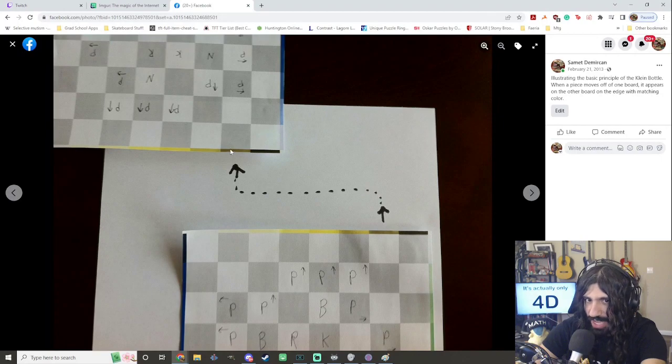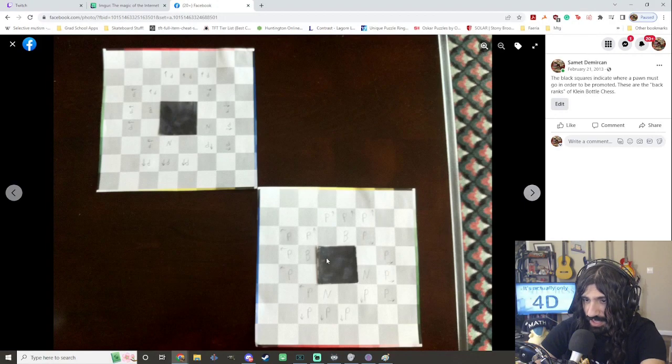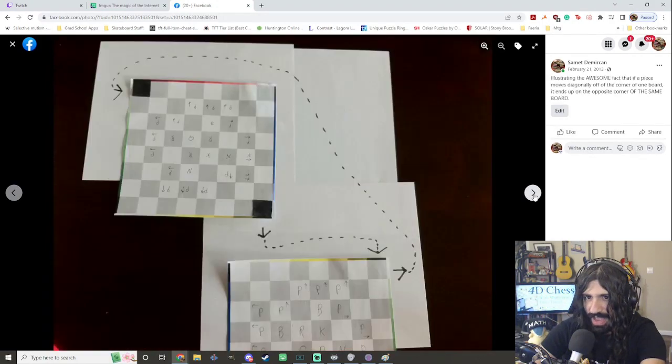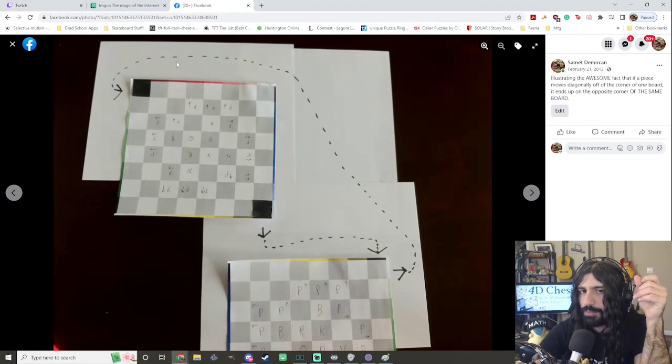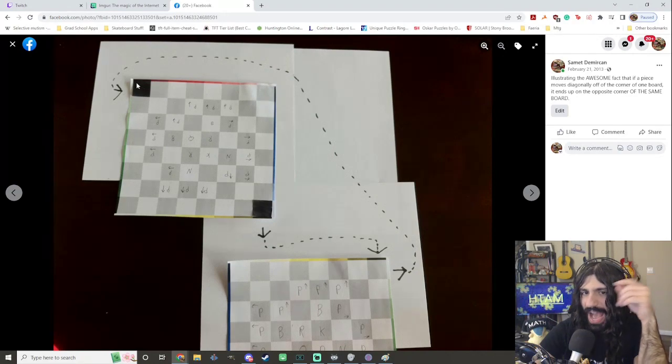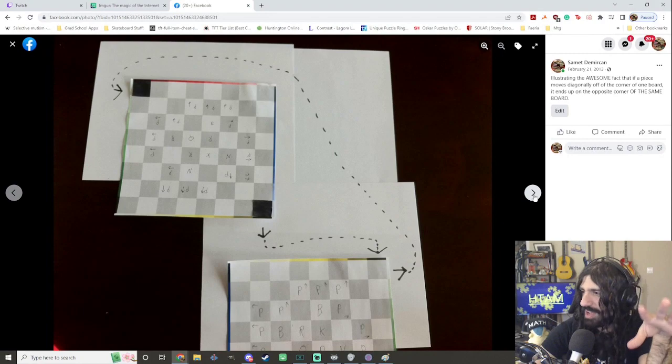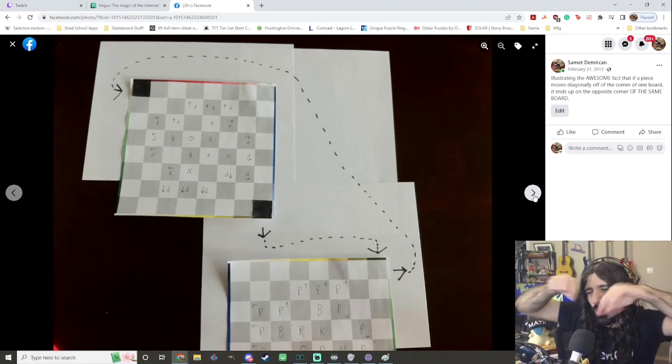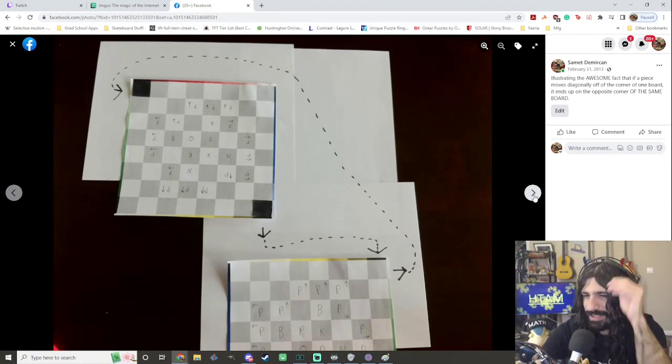You line up color coordinated so that if a pawn moves from here up off this board 1 square, it ends up here. And all of these are the promotion squares. So this shows you that if you move diagonally off of one of the boards, you end up diagonally back on the opposite side of the same board, just because you're using squares and the metric isn't the norm.